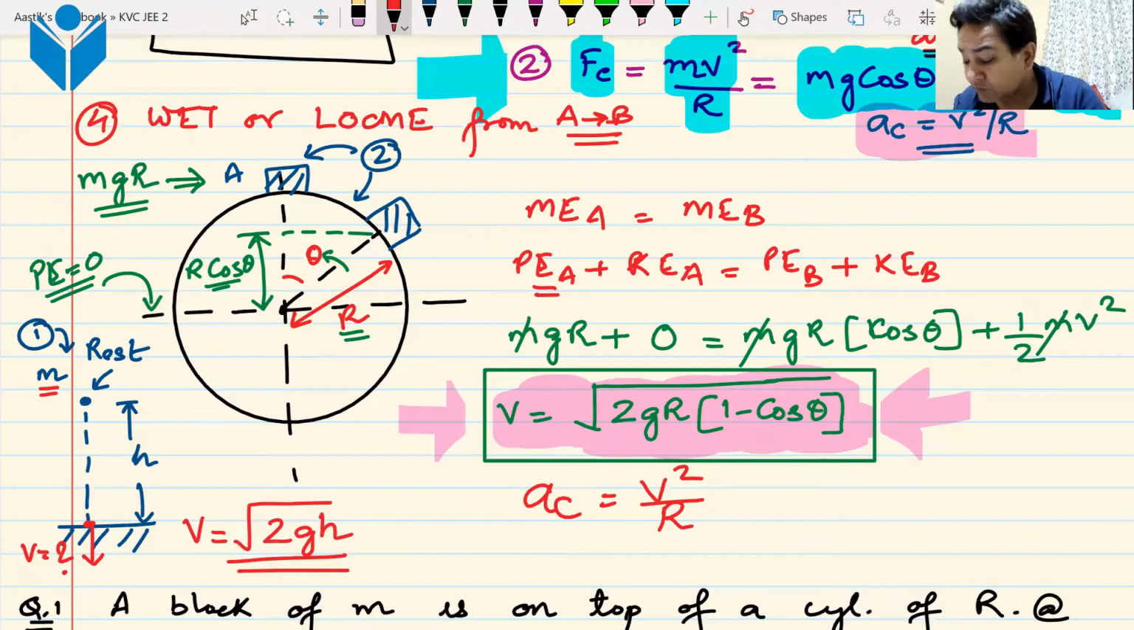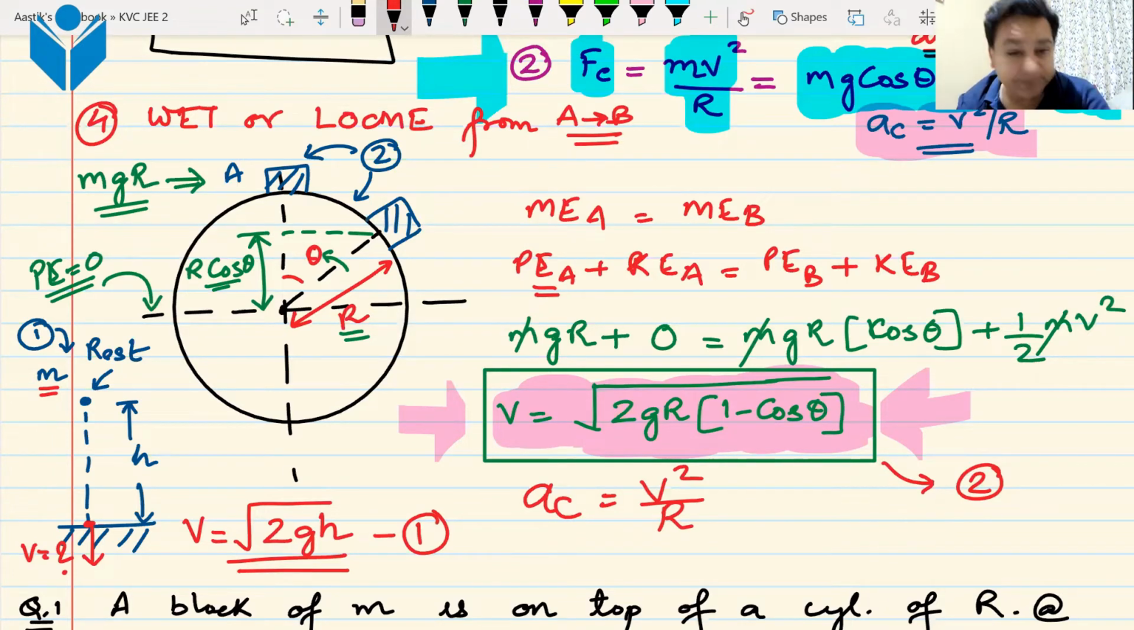Yes, sir. Now, if I call this formula number 1 and if I call this formula number 2, these two formulae are the same. Can anyone tell me how they are the same?